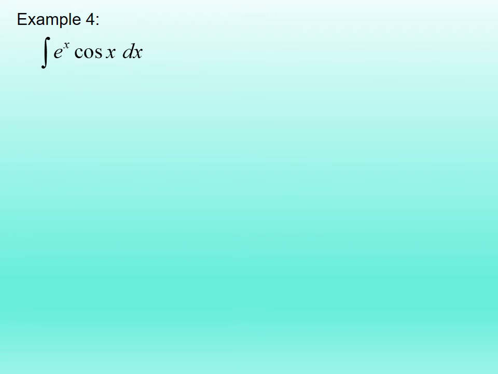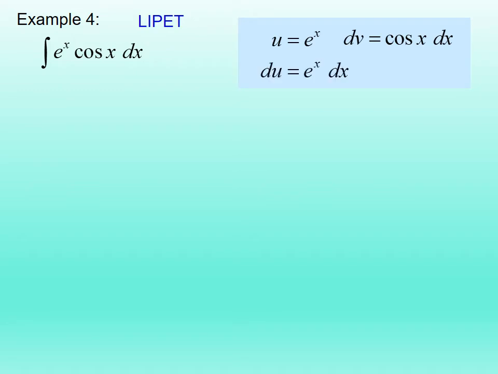Let's move on to the fourth example, where we integrate the product e to the power of x times cos x dx. Here we have two functions, e to the power of x, which is exponential, and cosine of x, a trigonometric function. So LIPET will help us assign the functions. The exponential should go to u, and the trigonometric should go to dv. Good. Differentiate u, you get e to the power of x itself. Antiderivative of cos x gives you sin x.